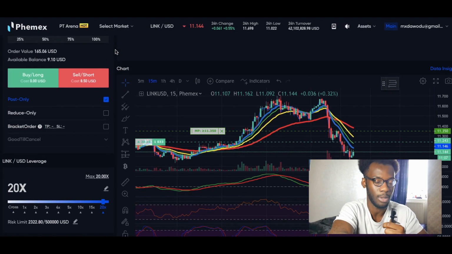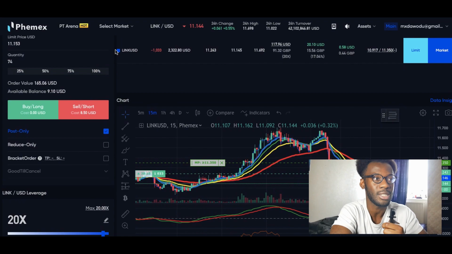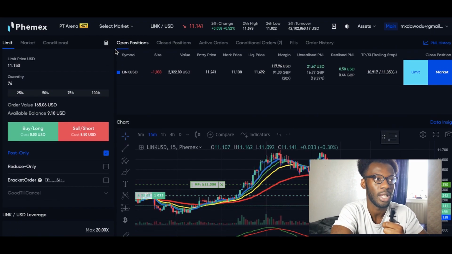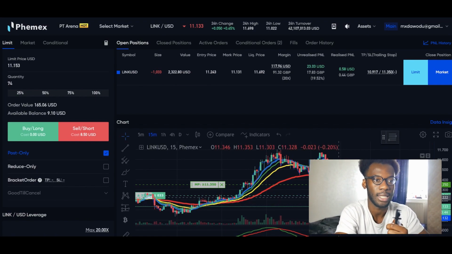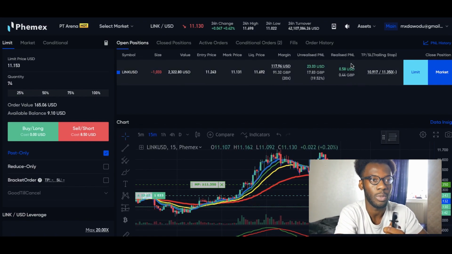One thing you do need to bear in mind is that to save money on fees, it's good to set in limit orders as opposed to market buying. So market buying is literally just buying on the spot like that, whereas a limit order is where you place a buy or sell price at a certain price, and then when price touches it, that's when the order goes through, as I did here. And then that saves you money on the actual taker or maker taker fees.